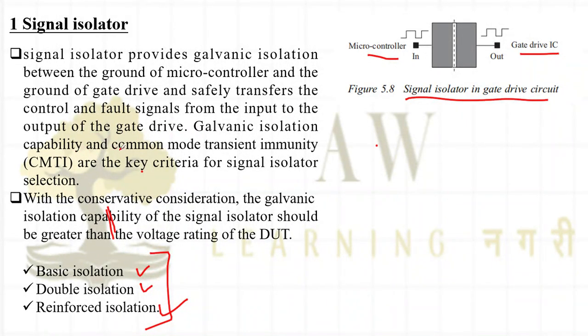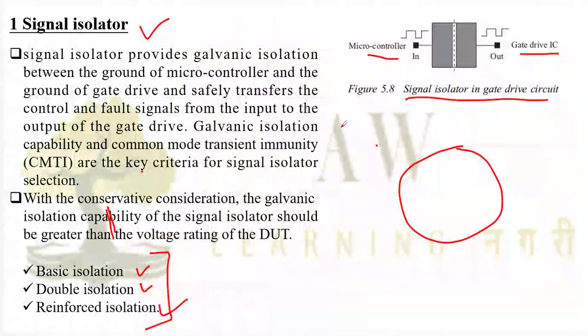Galvanic isolation capability and common mode transient immunity are key criteria for signal isolator selection. So what are the two key criteria for selection of a signal isolator? If I want to select a signal isolator for my device under test, if I am designing my gate drive, then I need a signal isolator first.